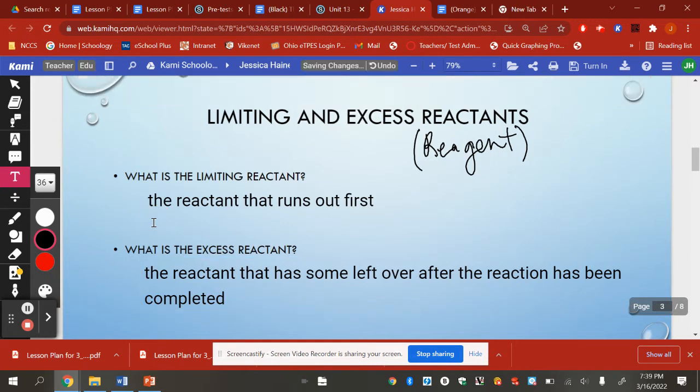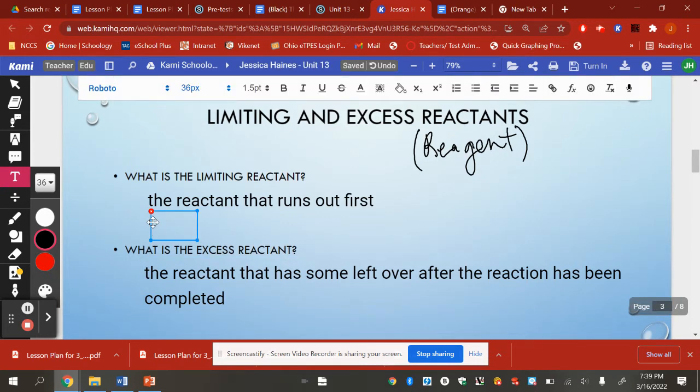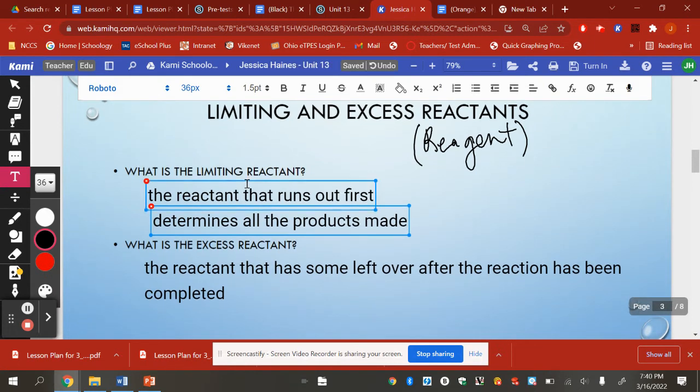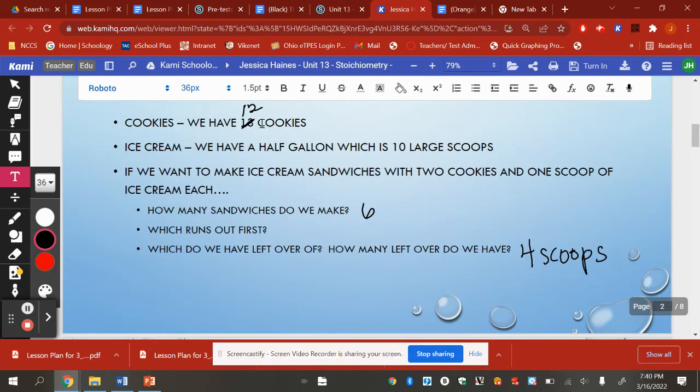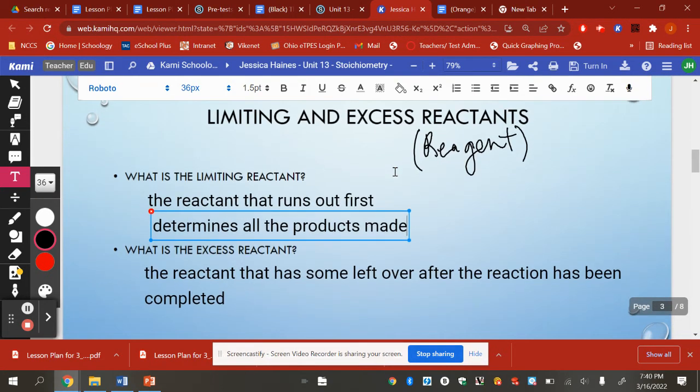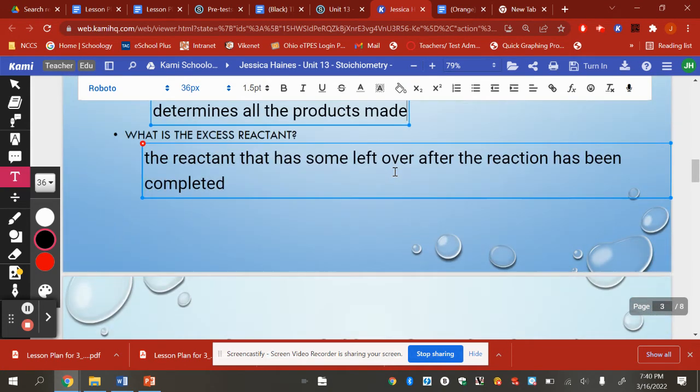We are actually going to come back up here and put that the limiting reactant is also the deciding factor for everything that is created in this chemical reaction. So this determines all the products made. And what I mean by all the products made is the amount of each product made is dictated solely by the limiting reactant. Because if the limiting reactant runs out first, just like the cookies and ice cream example, if we ran out of cookies, it doesn't matter how much ice cream we have, we're done making cookies. I mean, ice cream sandwiches. Confusing myself on my example.